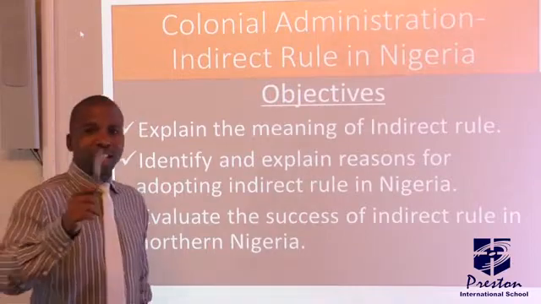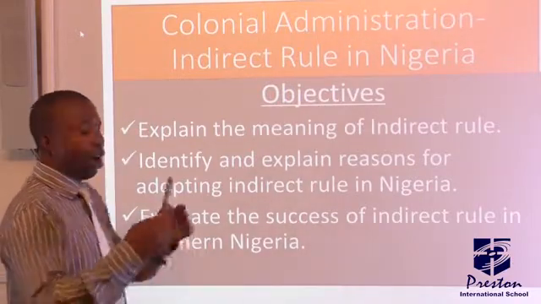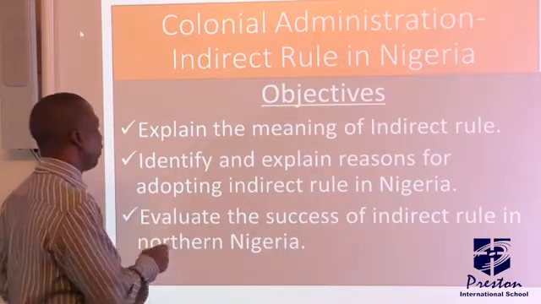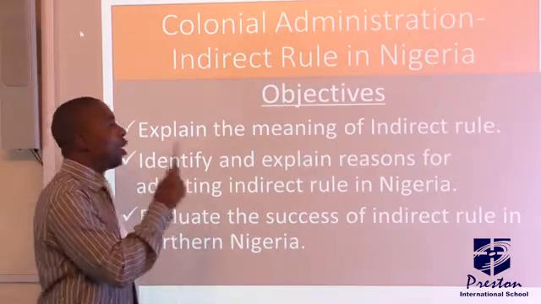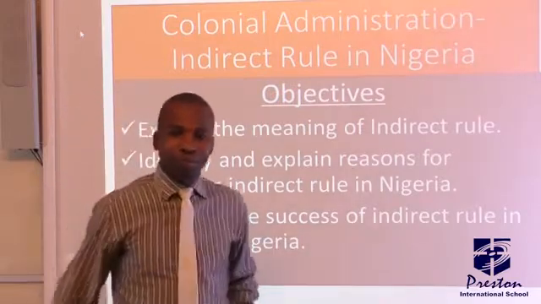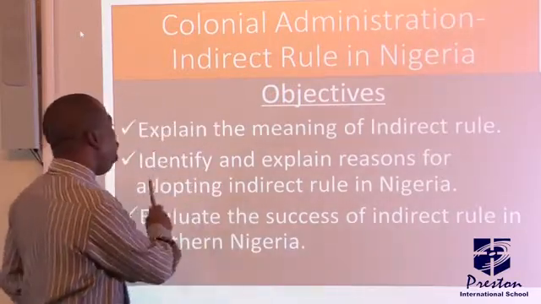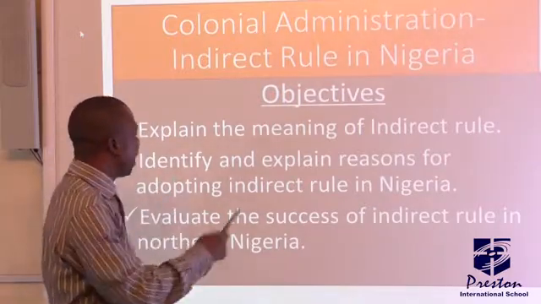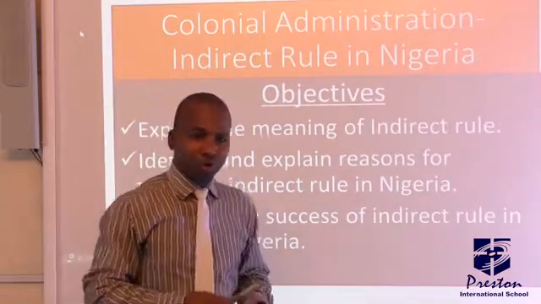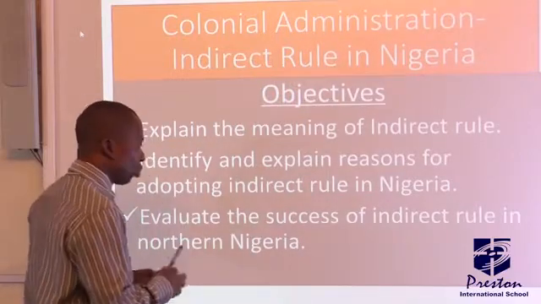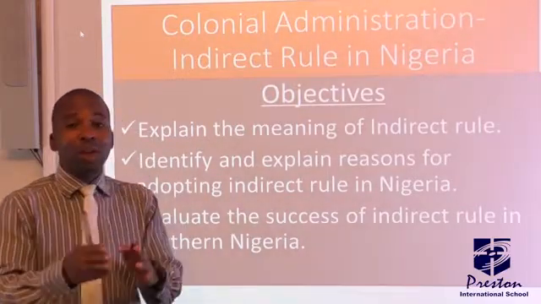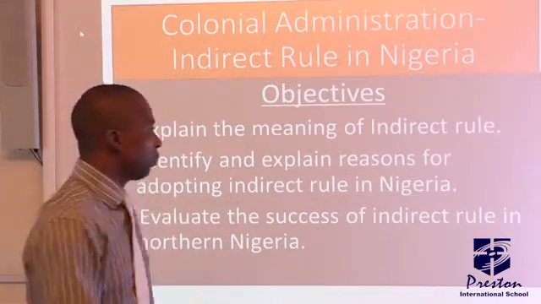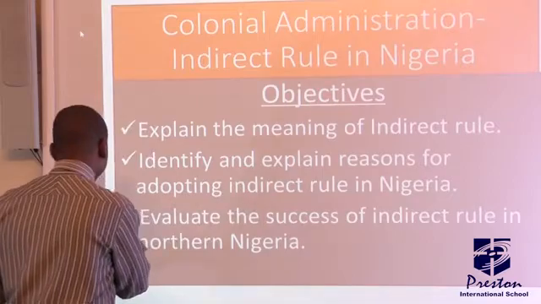But before we go into the lesson, I want us to look at the objective that all of us must be able to achieve at the end of the lesson. Number one, every student should be able to explain the meaning of indirect rule. Number two, all of us, especially the students, should be able to identify and explain reasons for indirect rule. And lastly, we have to evaluate indirect rule in the northern part of Nigeria, whether it was successful or it was a failure. Let's go into the lesson proper.